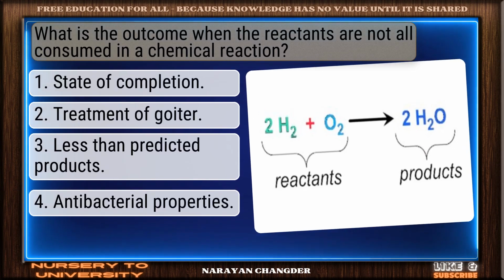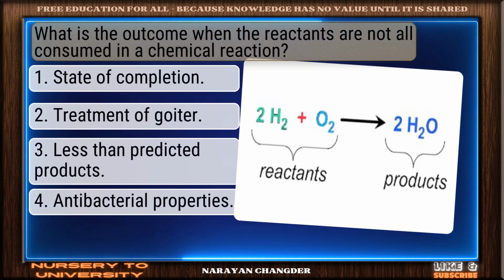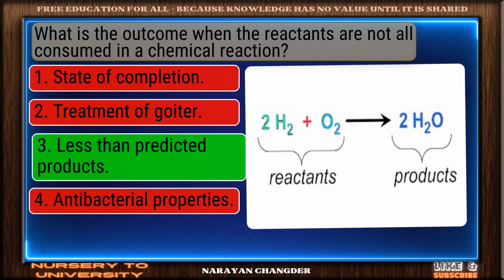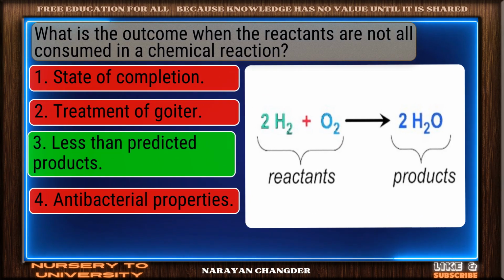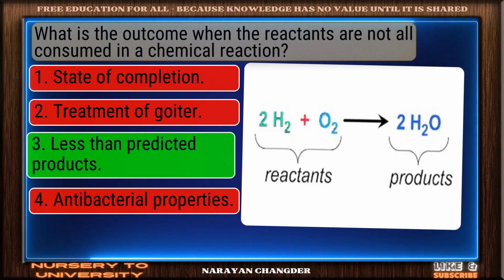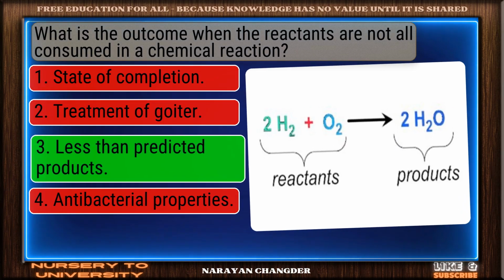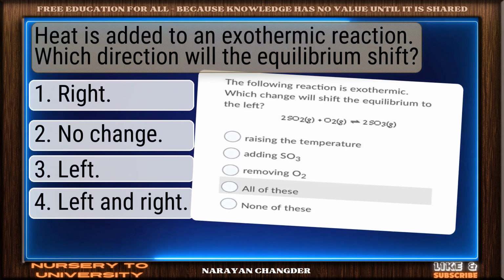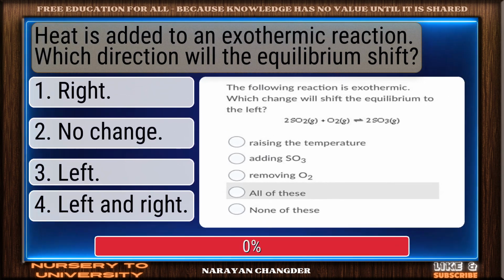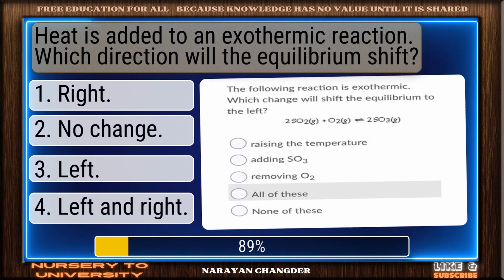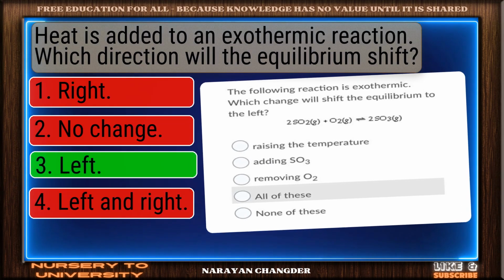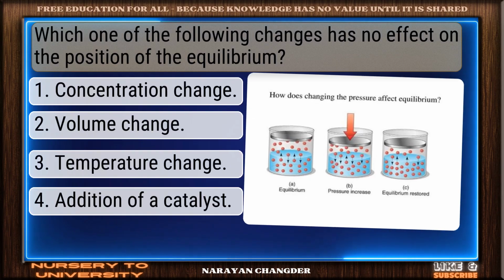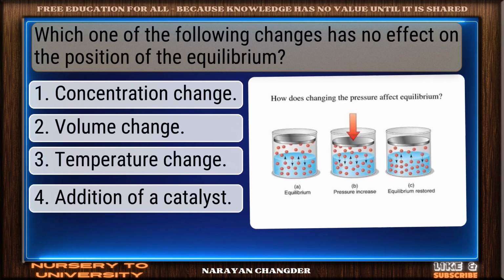What is the outcome when the reactants are not all consumed in a chemical reaction? Excellent choice. Less than predicted products is the right answer. Heat is added to an exothermic reaction. Which direction will the equilibrium shift? Solid response. Left is a valid choice. Which one of the following changes has no effect on the position of the equilibrium?